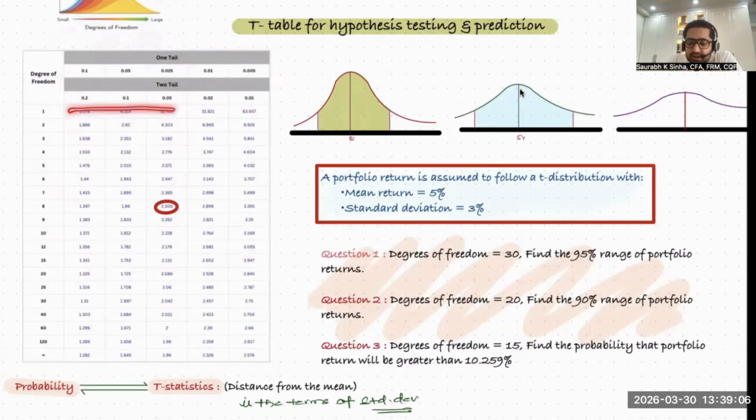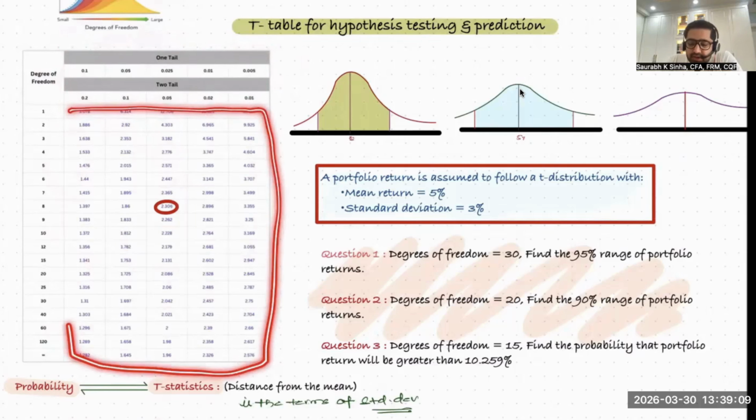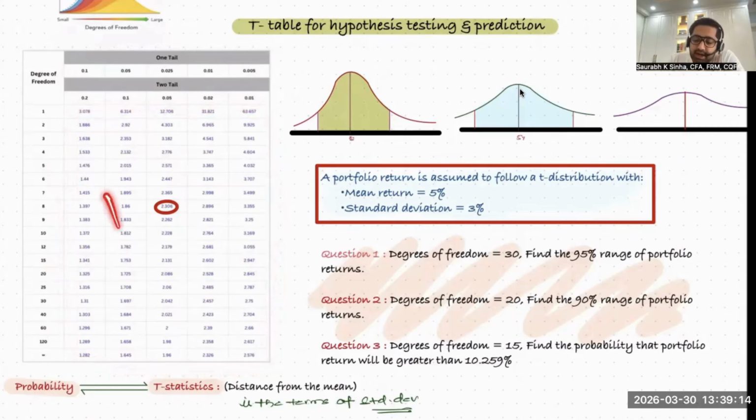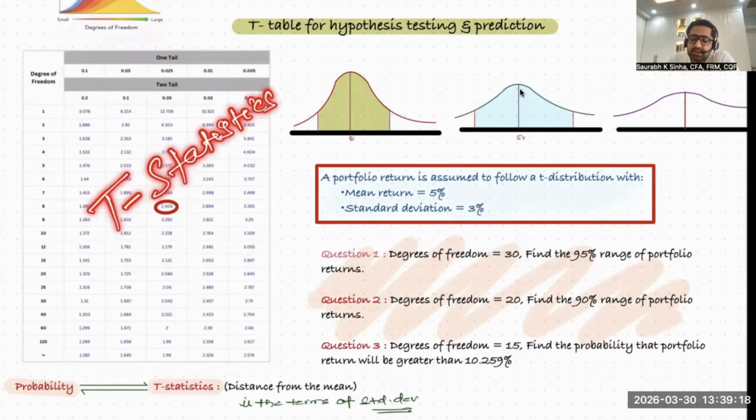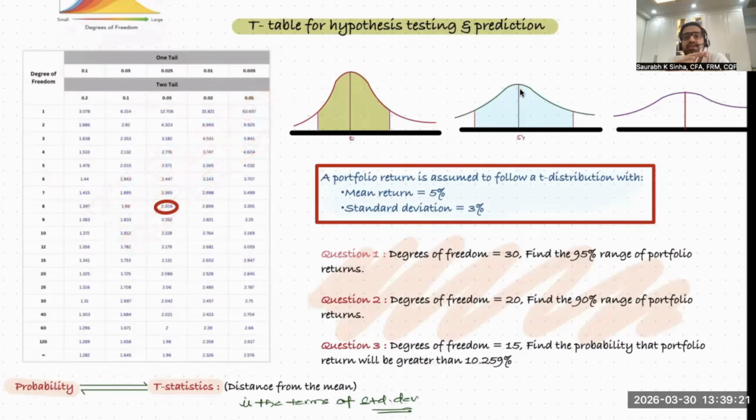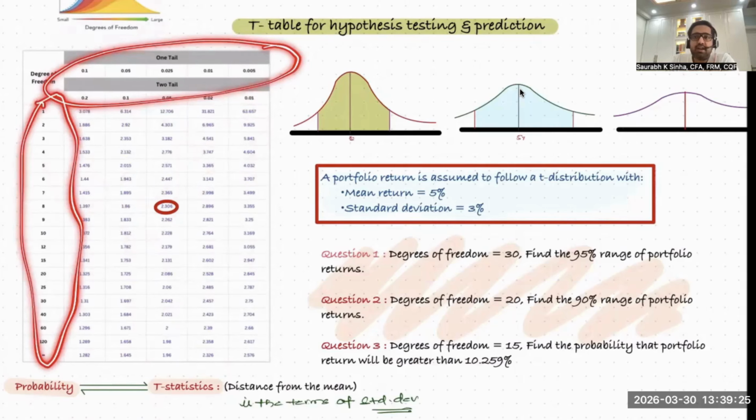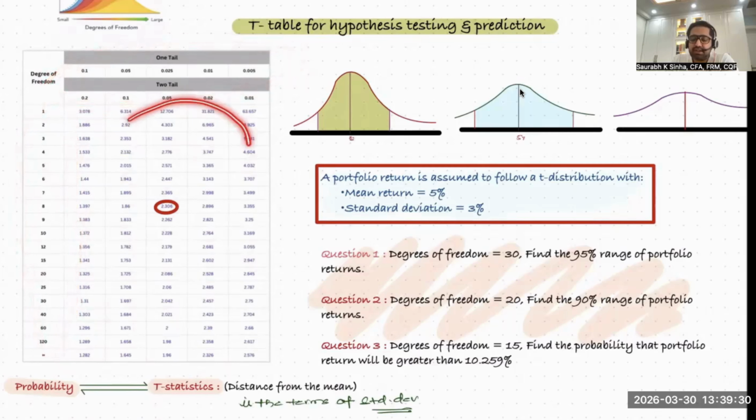Then what is this section? What is the center? The center is the T-statistics. What is T-statistics? T-statistics is the distance from the mean in terms of standard deviation. What is this section? Probability. What is this section? Degree of freedom, representing different shapes of the T distribution. What is this section? T-statistics.